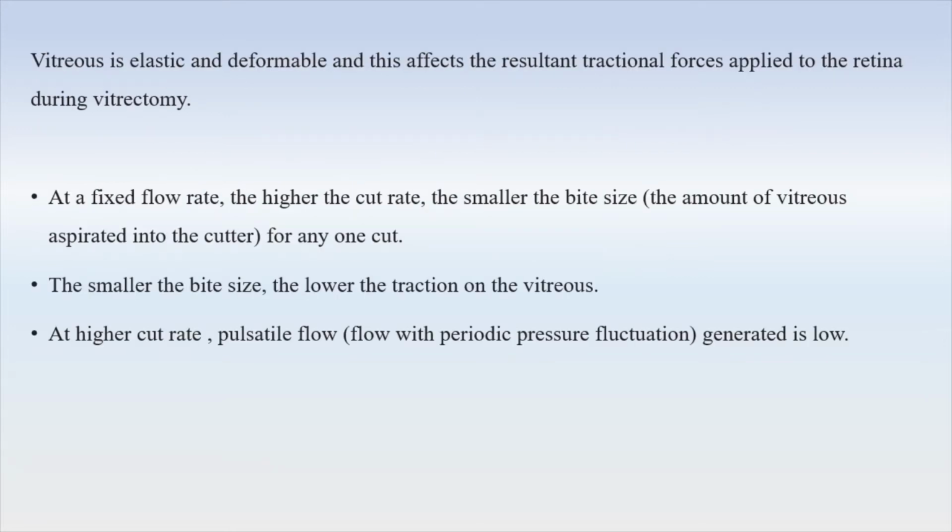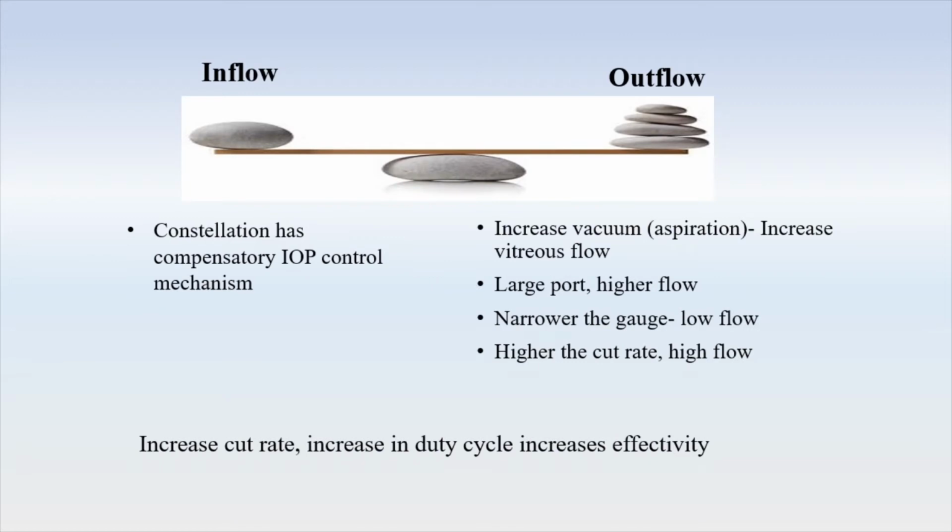Also, another important property of vitreous is the elasticity, and it can deform. So during cutting, because of its elastic properties, it can exert traction on the retina. But at high cut rate, the vitreous bite size is very small, so the amount of traction on the retina is also less. To summarize, there should be a balance between the infusion system and the outflow system.